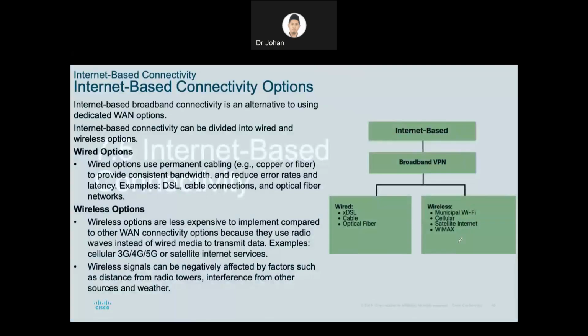Internet-based connectivity options: internet-based broadband connectivity is an alternative to using dedicated WAN options. Internet-based connectivity can be divided into wired and also wireless options. Wired options use permanent cabling like copper or fiber to provide consistent bandwidth and reduce error rates and latency. For example, DSL, cable connection, and optical fiber networks.